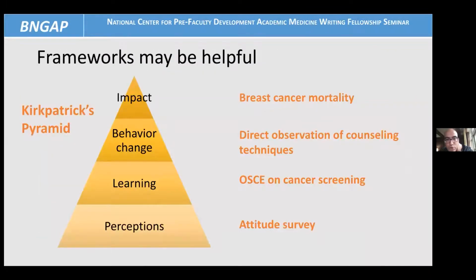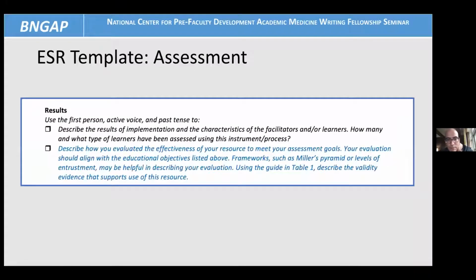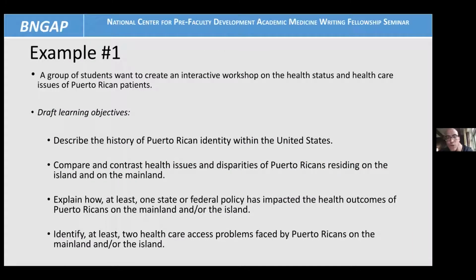Level two, being some sort of actual learning, going beyond confidence, and maybe trying to get to some sort of achievable knowledge base or skill. How would you perhaps go about trying to evaluate this educational workshop?